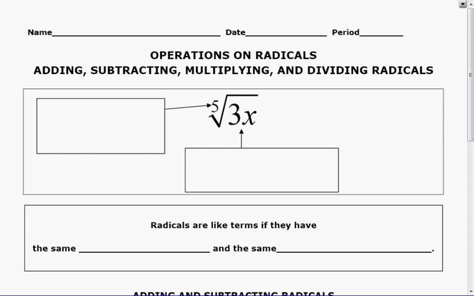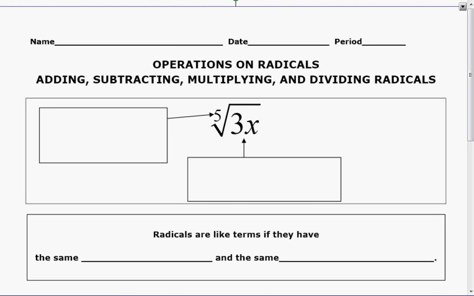So before we really get into it, we're going to take a moment and define some things. Make sure we're all on the same page in terms of terms that we might be talking about. So this little guy out here, that's in that little nook of the radical symbol, this is called the index.